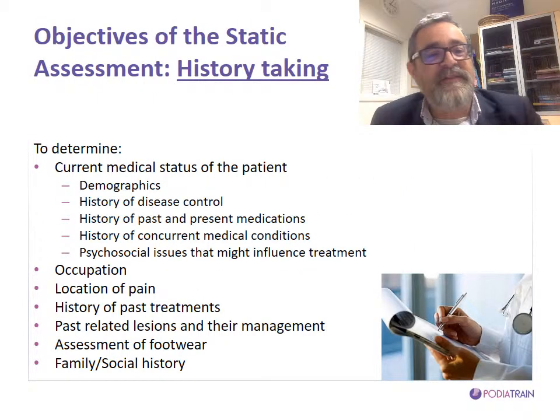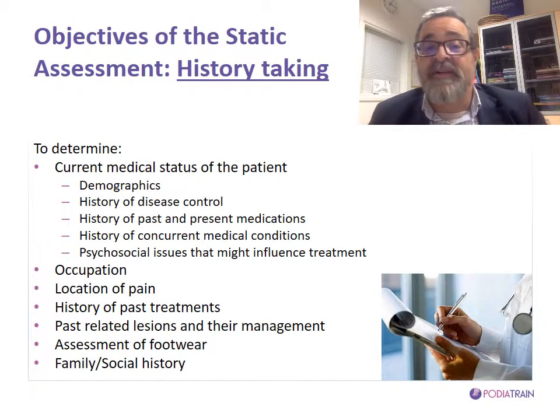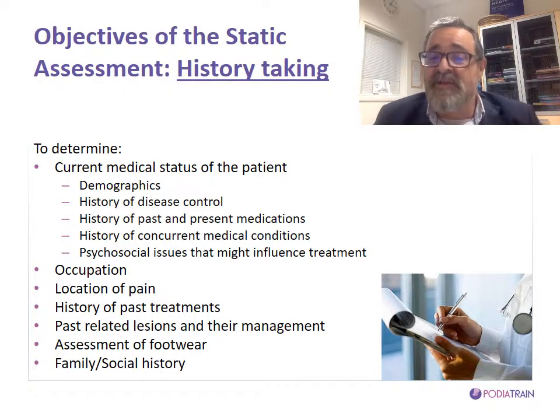The objectives of history taking are to determine current medical status of the patient, such as demographics, history of disease control, history of past and present medications, history of concurrent medical conditions, cues that might influence treatment, occupation, because occupation is extremely important, and family and social history.